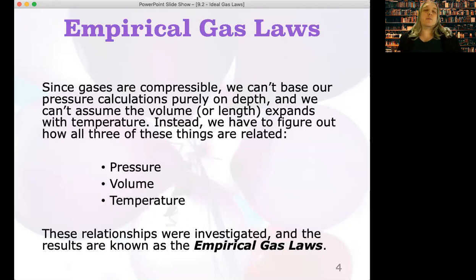Since gases are compressible, some of the equations we used for fluids don't really work anymore. We talked about pressure as a function of depth. It's rho g h for a fluid when it's incompressible, which is usually a liquid. But when it is compressible, we can't do that anymore. We can't say the pressure here is just going to be the depth of gas. We can't use that relationship. So we have to think about some other ways we can investigate these phenomena.